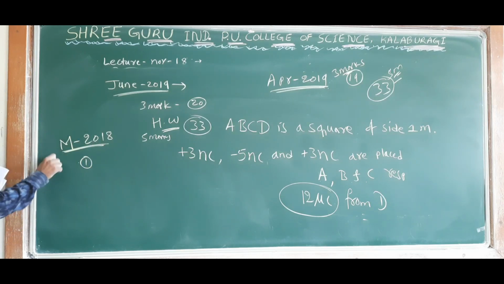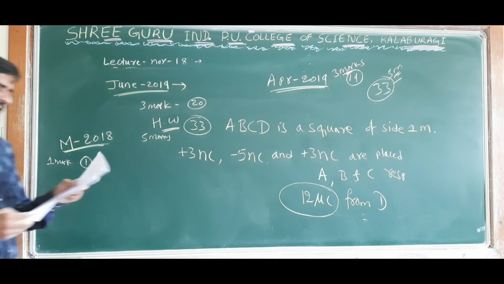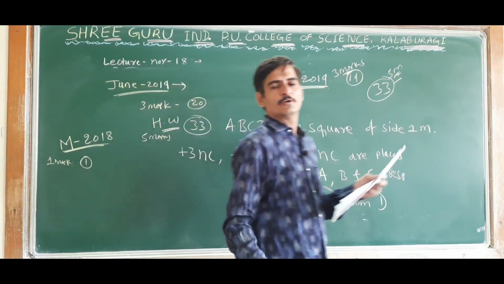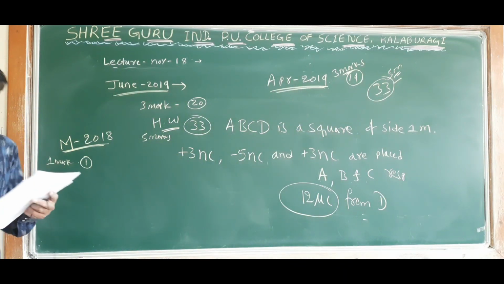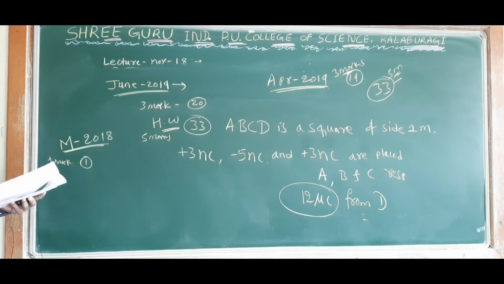March 2018, question number 1, 1 mark. What is an equipotential surface? Question mark. That is for 1 mark.